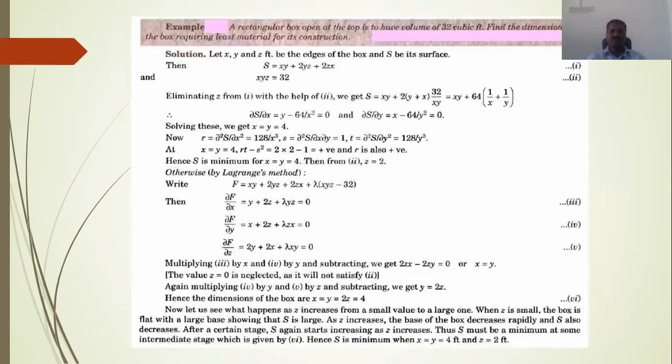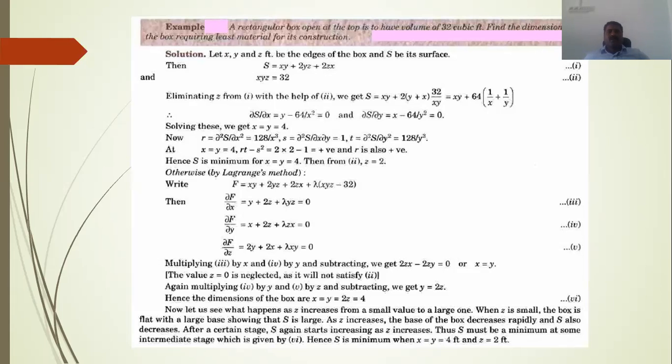For example, here is an example. A rectangular box open at the top is to have volume 32 cubic feet. Find the dimensions of the box requiring the least material for its construction. Okay, let x, y, z be the dimensions of the box. Then, since it's open at the top, the surface area equals xy plus 2yz plus 2xz.